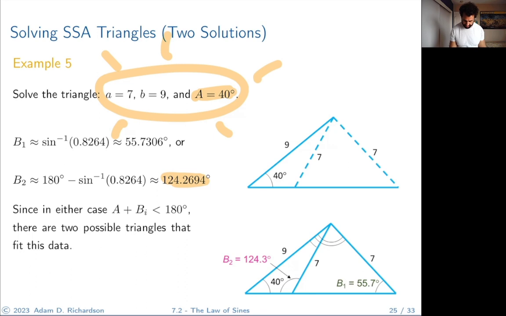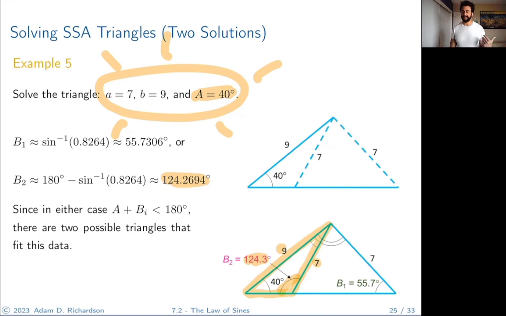They're depicted right down here. Here's the first possible triangle, the one I highlighted in orange. You can see this fits all the data: side length 9, side length 7, and this angle is approximately 55.7. Here's the other possible triangle. Again, side length 9, side length 7, and this angle right here is approximately 124.3 degrees.